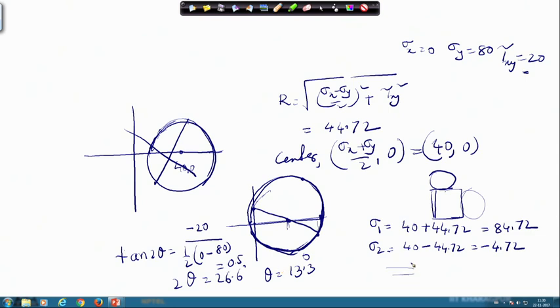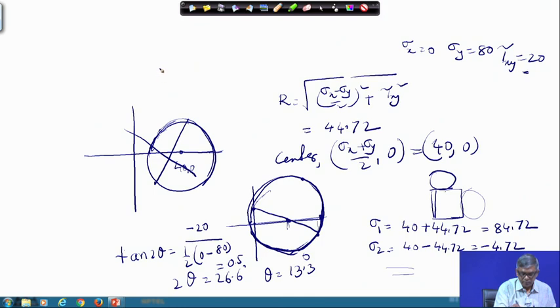So, if I want to draw a plane with that orientation, what do I have to do? I have to make a horizontal plane, and I will make a 13 degree angle, and so this is the direction. So, our plane will be this. So, this is one.